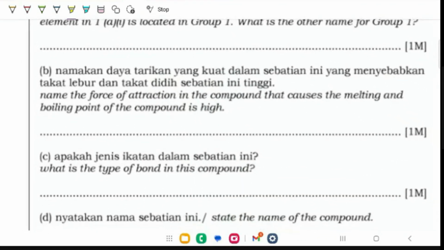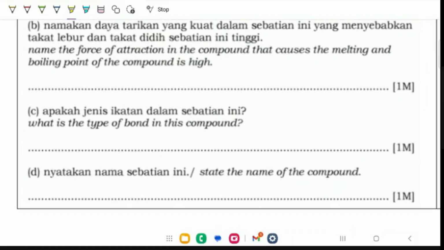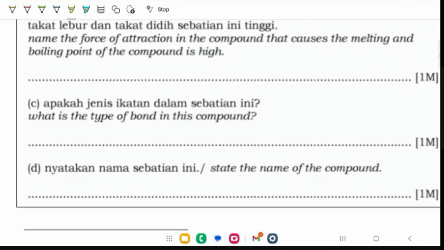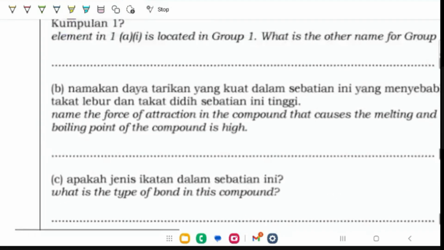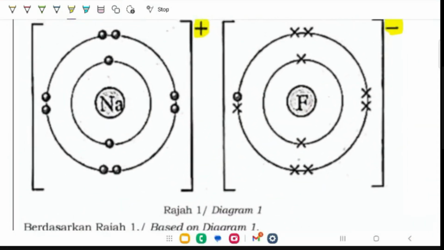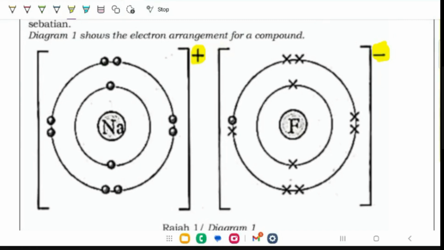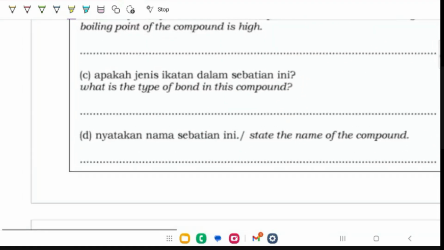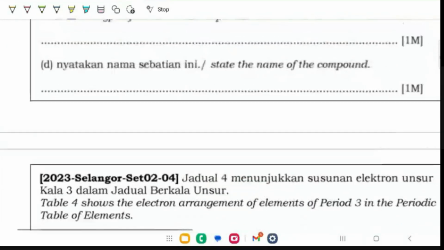Then what type of bond is ionic bond? Now name the compound. What is the name for this? Na is sodium, right? F, fluoride. Sodium fluoride, correct.